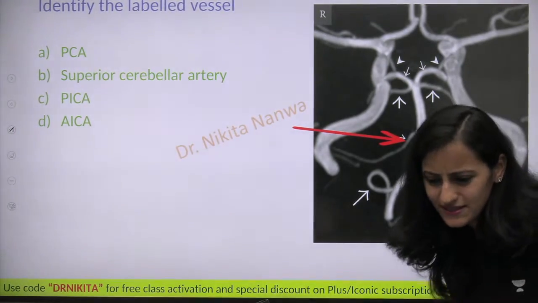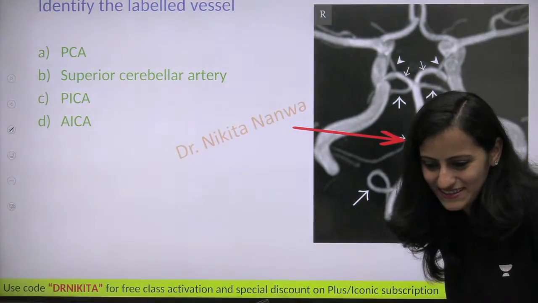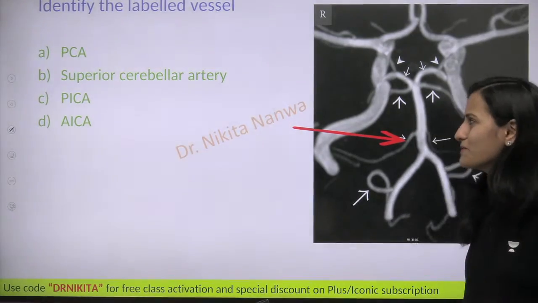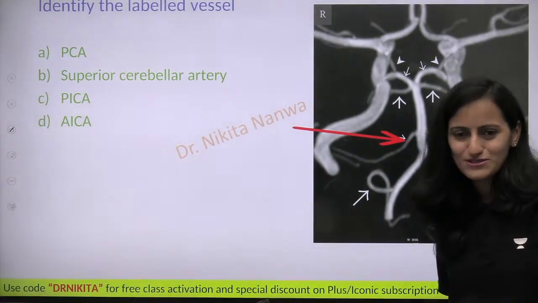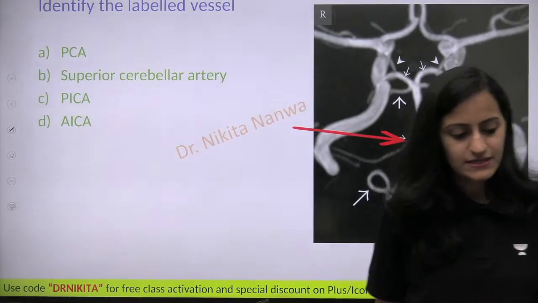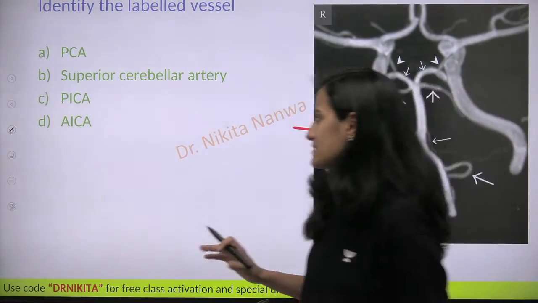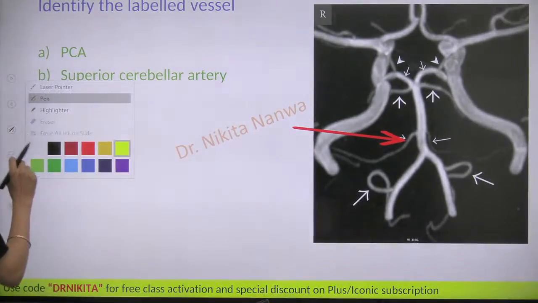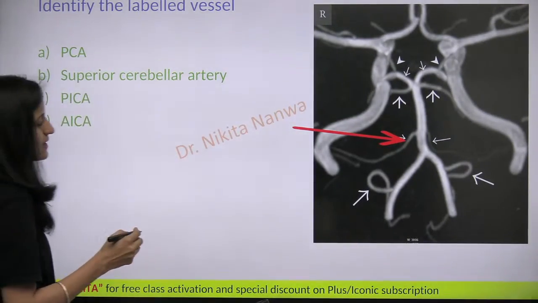Okay, so who's getting it right? Very good. Nuzat, EF, I can see a lot of students. But basically, I can see there's a confusion also. Some students saying PICA, some students saying it is AICA. Okay, so let me first quickly tell you the gist of how we identify the arteries.